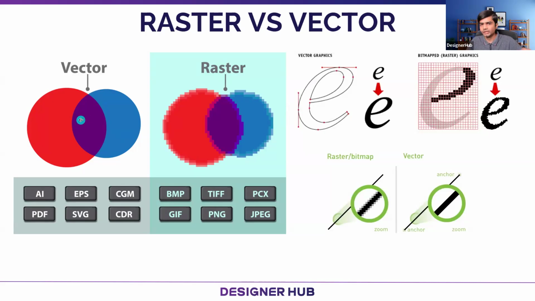It actually remembers all the paths through which the logo has been created, and those paths will again get recalculated and it will automatically scale. So what happens between the vector and the raster is, as you keep zooming a raster logo, it starts to get blur. But as you keep zooming a vector logo, it will never get blur. It will always remain the same. Let me show you a very simple example.